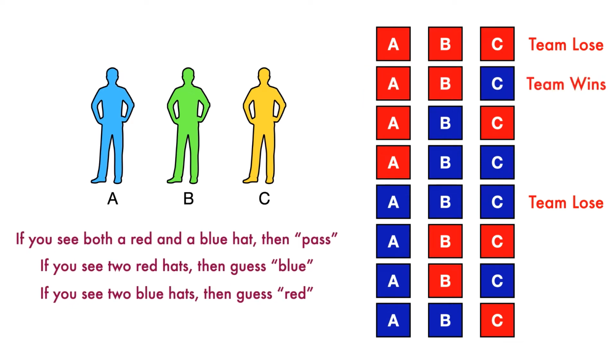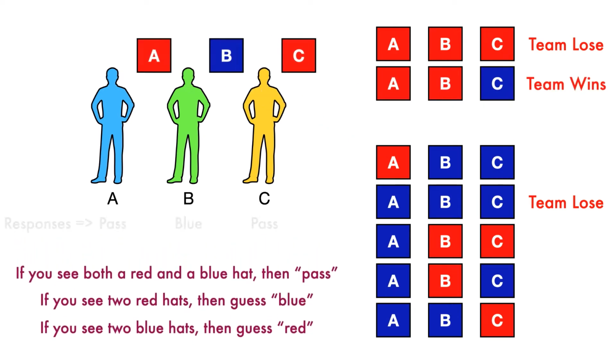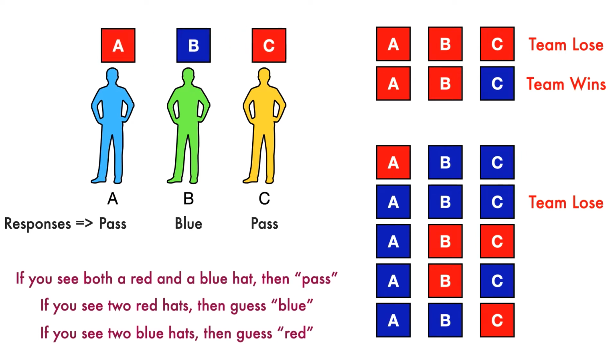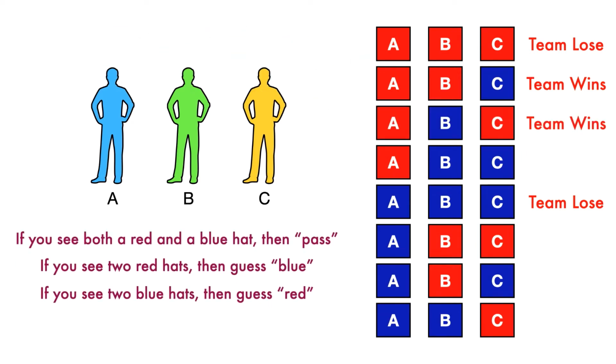Now let's consider the third combination. In the third combination, player A sees one red and one blue hat, hence the player replies, I pass. Player B sees two red hats, then the player thinks he will be wearing the minority color, which will be the opposite color of what the player sees. Here in this case, it is blue color, and it matches and the team wins. Finally, player C sees one red and one blue hat, hence the player replies, I pass. The same logic is applied for the other 4 combinations and the team wins in all these combinations.